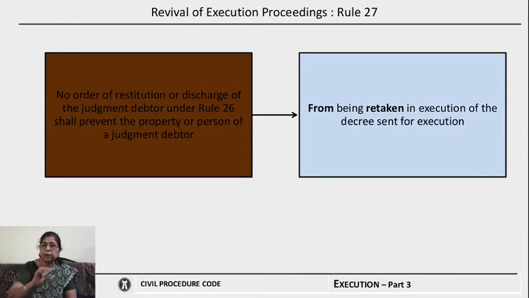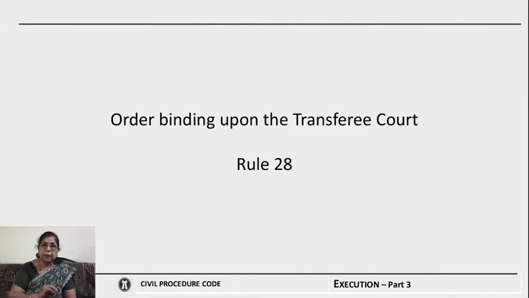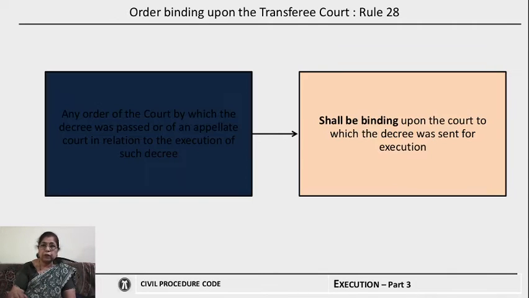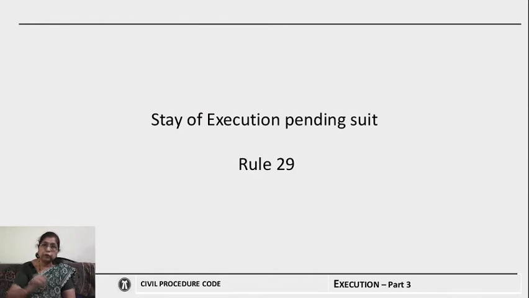So, this is the meaning of Rule 27. Rule 28 says that the order of the court by which the decree was passed is binding upon the transferee court. So, any order which the court which has passed the decree makes, or an order of an appellate court relating to the execution of the decree, will be binding on the transferee court to which the decree was sent for execution. This is Rule 28.